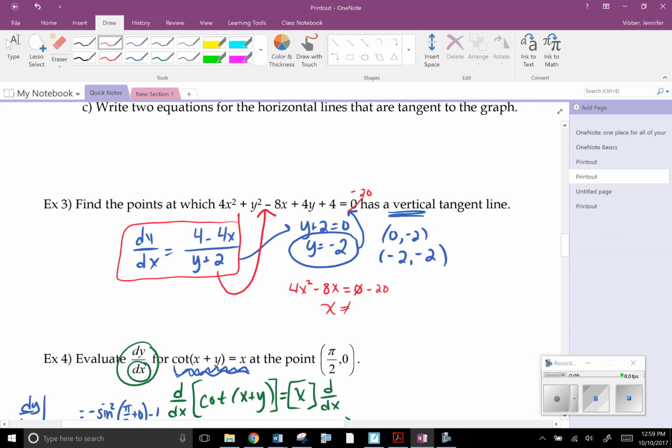I promise I'm never going to trick you. I'm not going to say find the tangent line and then give you a point that doesn't work. But I may say things like, if any horizontal tangents exist, find their equation. Okay? So I'm going to stop talking now.